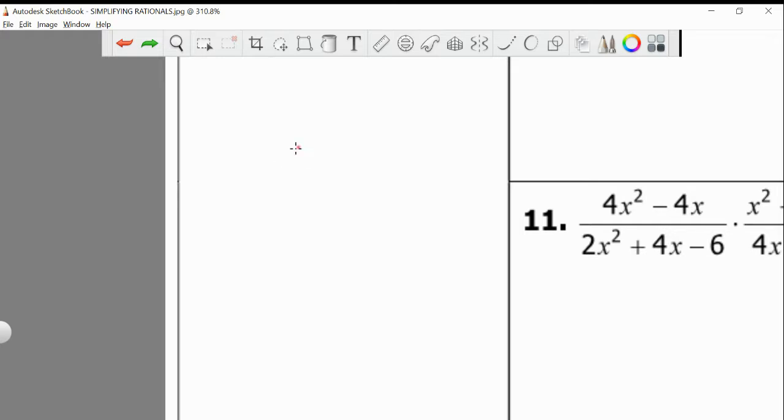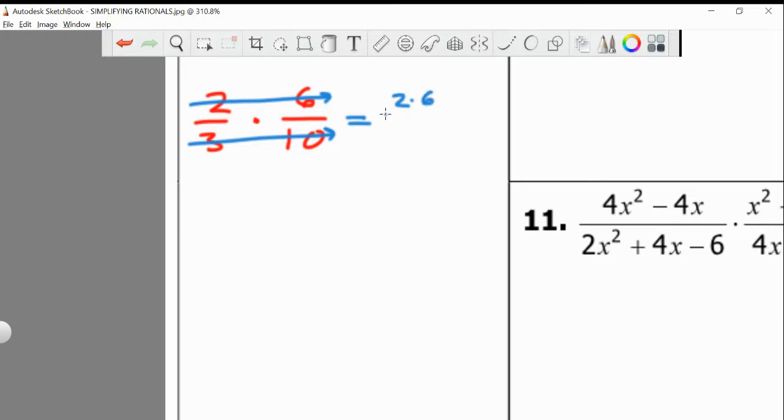When we have two fractions, let's just pick a number like 2/3 times something like maybe 6 over, pick a number, 10. So let's just say we have some number like this. When it comes to multiplying these two things, multiplication of fractions just means you're going to multiply the top two together and the bottom two together. And so that would just be 2 times 6 over 3 times 10.